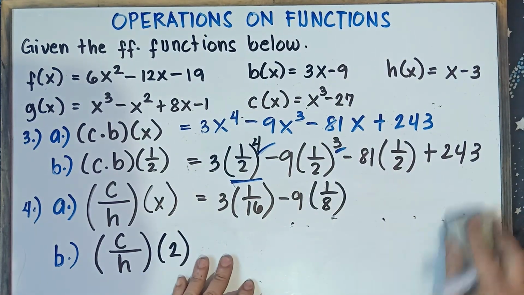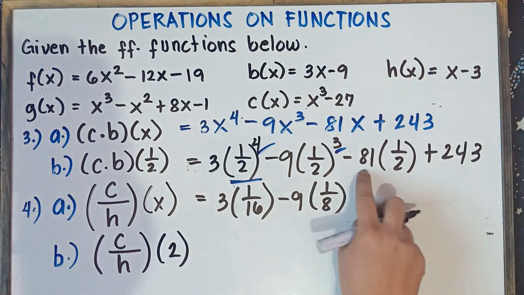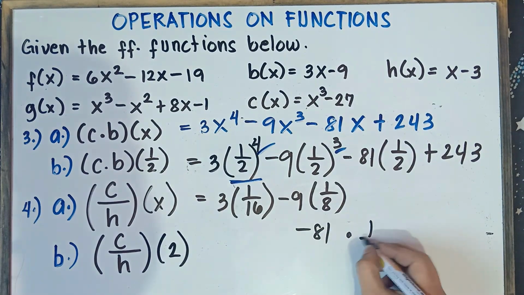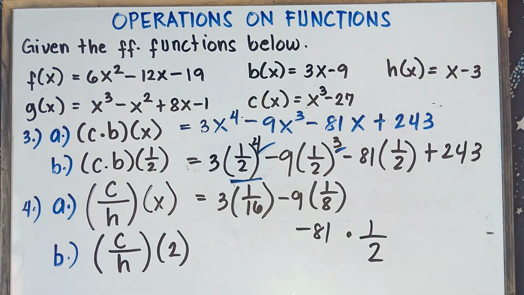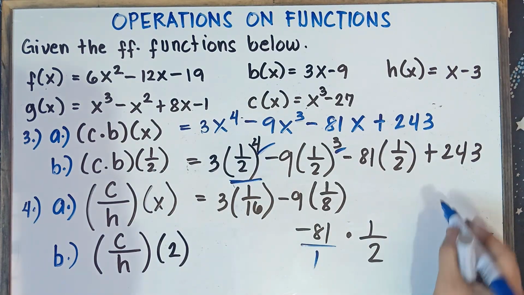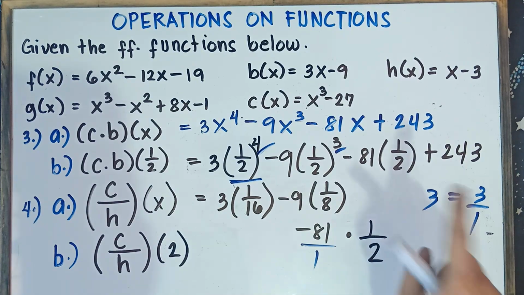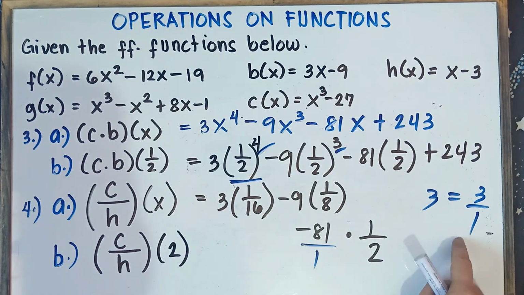Alright, and then this one. Simply multiply negative 81 multiplied by 1/2. Once again, class, any numerator, understood that there is a denominator of 1. So we can put over 1 here, that's okay. Example 3 is just the same with 3 over 1.